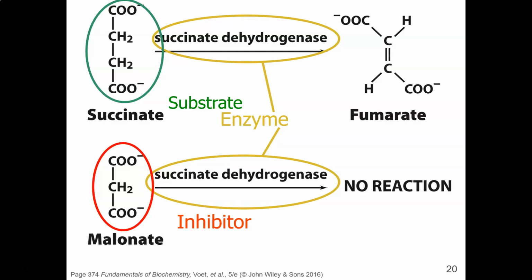So these are the characteristics of a competitive inhibitor, and we know that this is a competitive inhibitor because the structure of the malonate looks a lot like succinate. There's just a difference of one methylene group. So competitive inhibitors structurally resemble their substrates.